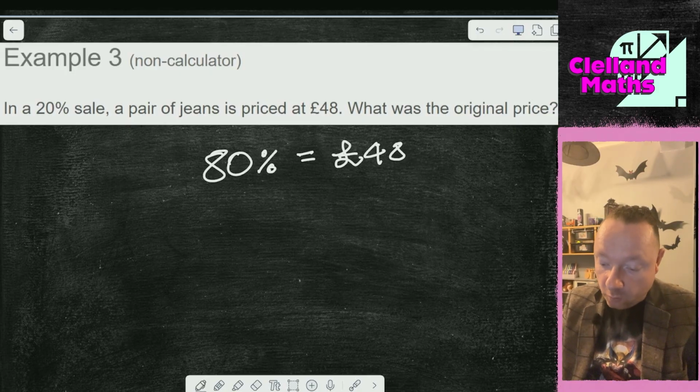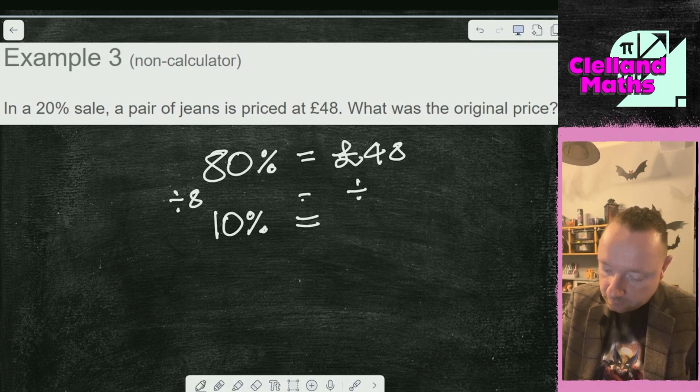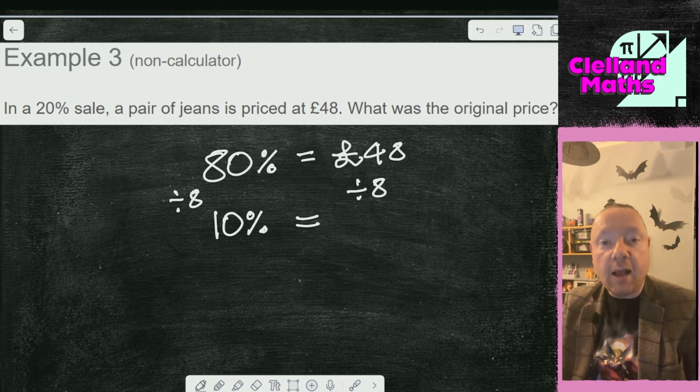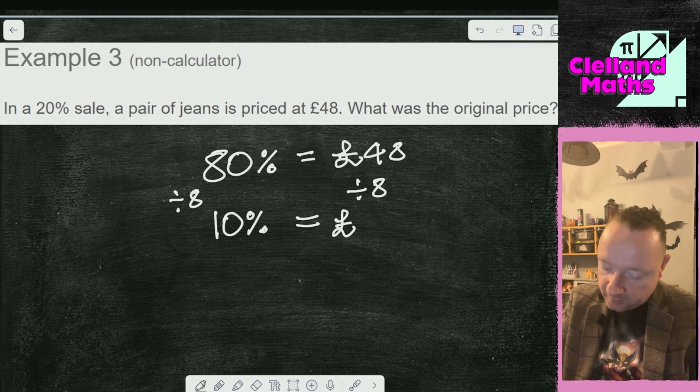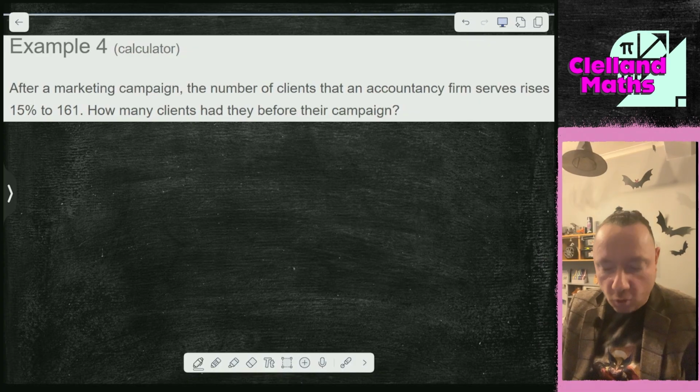So I could go all the way down to 10%. I think I'll just do that actually. If I want to go down to 10%, I divide by 8. So I divide this side by 8. Okay, 8 fives are 40, 6 is 48. 10% is worth £6. So 100%, times it by 10 of course, is £60. And we're done there.